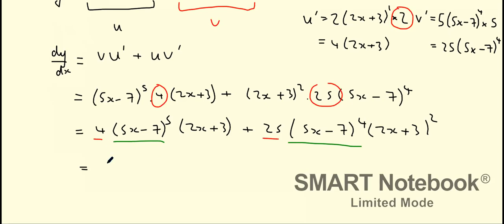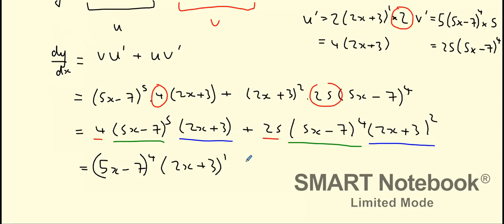Right, that's good. So now that is common. And then if I think about this, the blue underlined brackets, what is the highest common power there, or the highest common factor, is 2x plus 3 to the power of 1. Right, so now I know what my highest common factor is. So 5x minus 7 to the power of 4, 2x plus 3 to the power of 1.